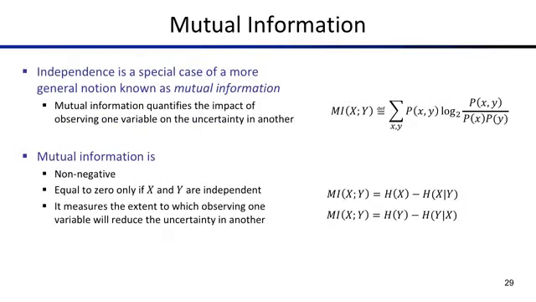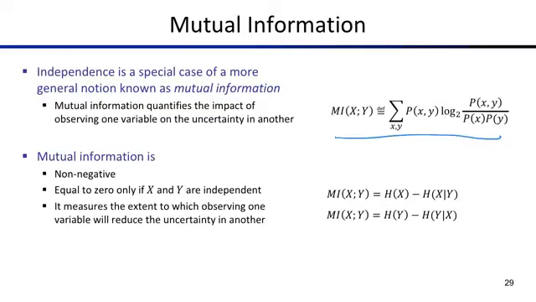So a very interesting concept is mutual information. We can understand independence as a special case of mutual information. We can say that mutual information in some way quantifies the impact of observing one variable on the uncertainty of another variable. So it's a very useful measure for dependency between variables. And the definition is this one.